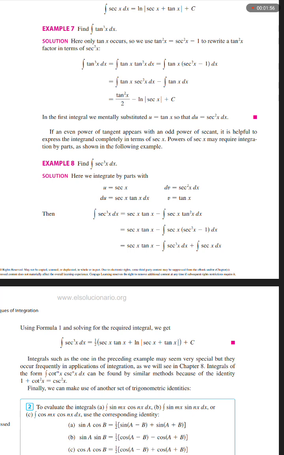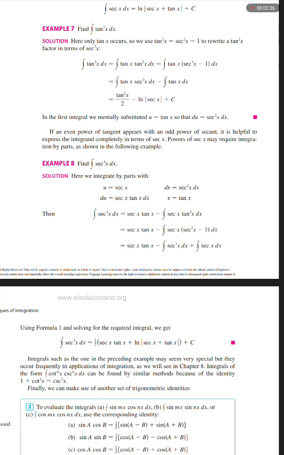Example 8. Find the integral of secant cubed x dx. Solution. Here we integrate by parts with u equals secant x and du equals secant x tangent x dx, and dv equals secant squared x dx and v equals tangent x.